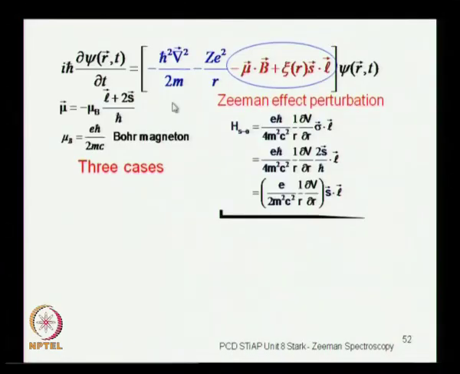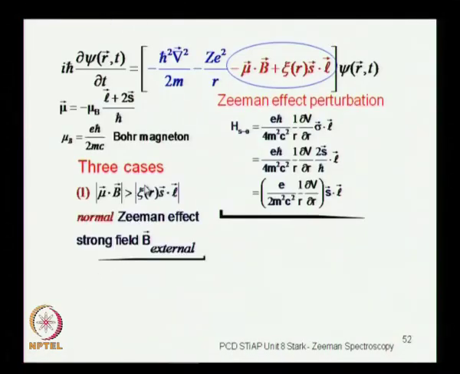So there are three cases to talk about. One in which the magnitude of this field is such that this term will be stronger than the spin orbit interaction. And when you have this situation, you refer to the phenomenon as what was historically called the normal Zeeman effect.